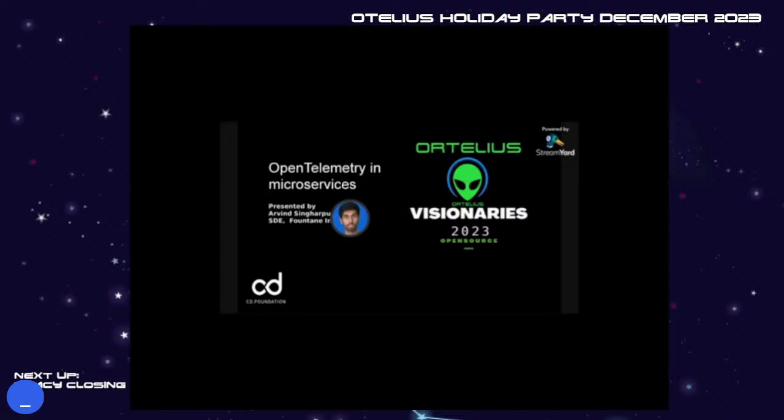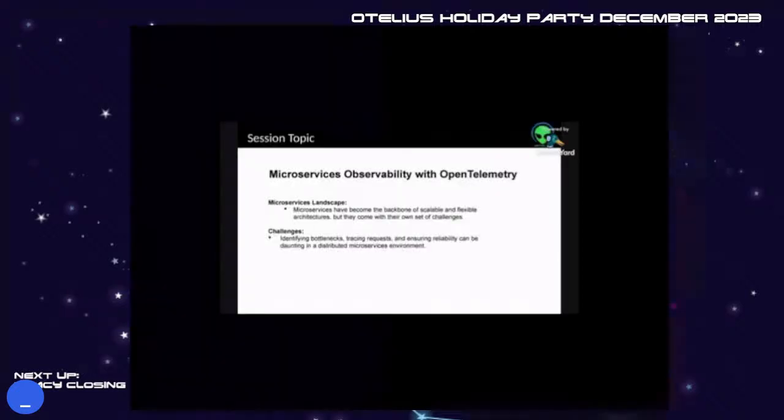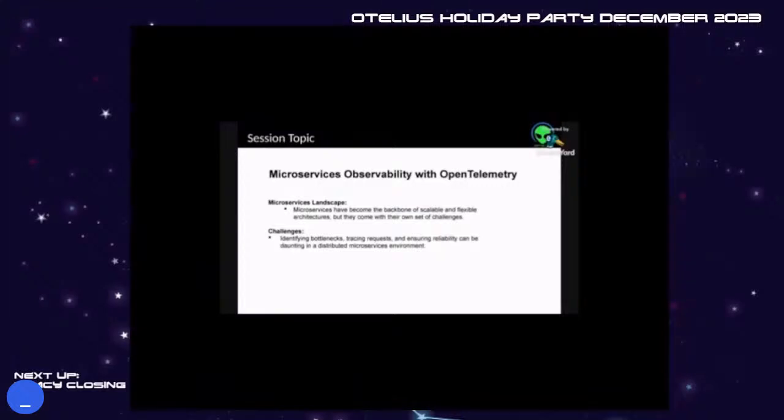In the ever-evolving realm of software architecture, microservices has emerged as a dominant paradigm for building scalable and practical applications. However, the benefits of microservices come hand in hand with unique challenges, particularly in terms of observability. OpenTelemetry is an open source tool designed to revolutionize the way we observe and manage microservice architecture. So let's talk about the microservice landscape.